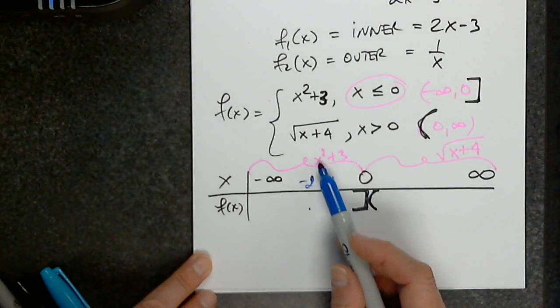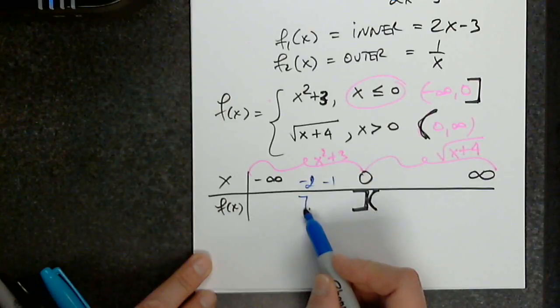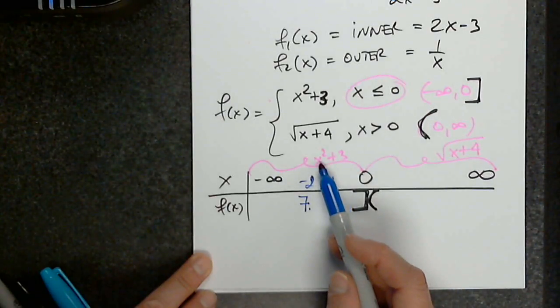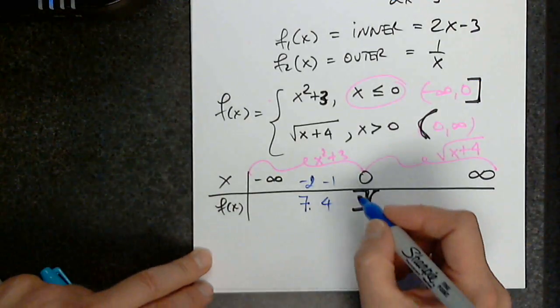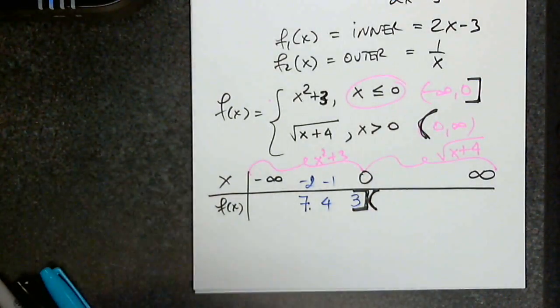When I plug in -2, I get 4 plus 3, which is 7. When I plug in -1, I get 1 plus 3, which is 4. And when I plug in 0, I get 3. Do you agree with these 3 ordered pairs?